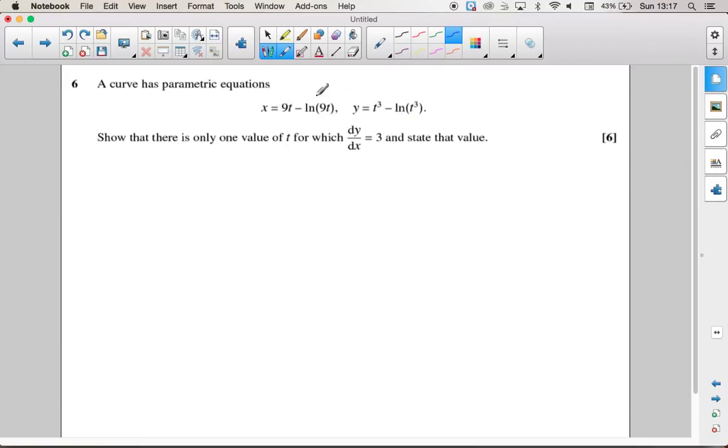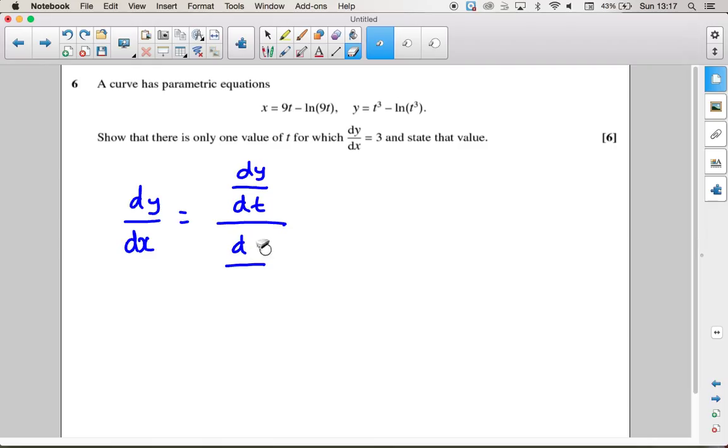Okay, question 6 has given us some parametric equations, and it's talking about dy by dx. And we know that dy by dx, when we're in parametric equations, is dy by dt divided by dx by dt. So let's work out those two things.